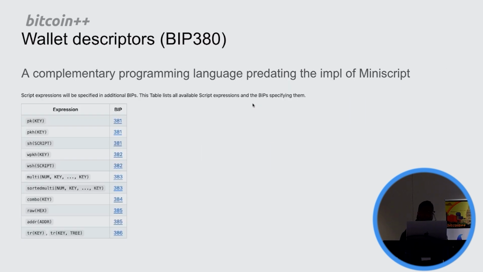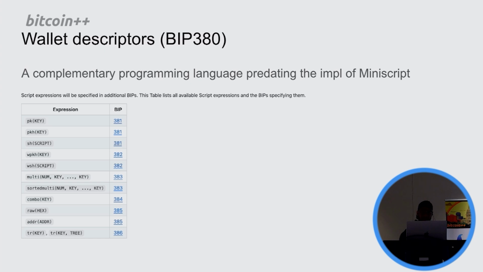So wallet descriptors were also another push in this space. It was defined separately from Miniscript. It has its own BIP, and it was a way that you could have more scripts in a way. As you see here, it might be kind of tiny on this projector screen, but there's PK, PKH, script hash, basically a lot of ways to make new scripts with these new address types.